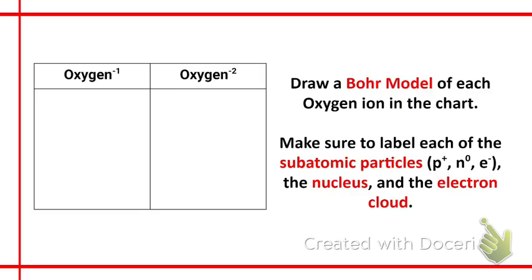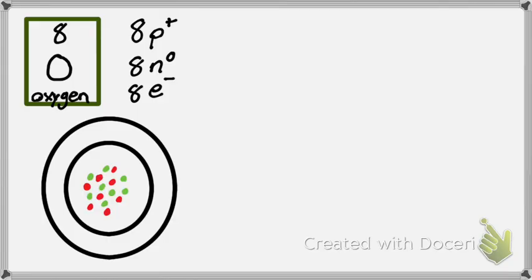All right, so we're going to go ahead and kind of take a look visually at what is happening with this. So we're going to draw a Bohr model of each oxygen ion in the chart. So we're going to take a look at oxygen with a -1 charge and an oxygen with a -2 charge. But first, let's go ahead and just take a look at our normal oxygen atom. So right here, I have oxygen. Its atomic number is 8. So it has 8 protons, 8 neutrons, and 8 electrons. So our protons and neutrons are in the center in our nucleus, and then our electrons are going to be on the outside. So let me go ahead, I'll draw those in here.